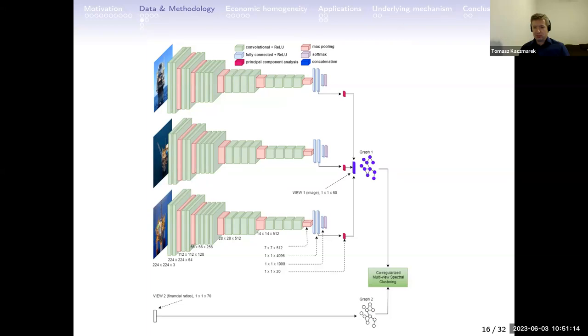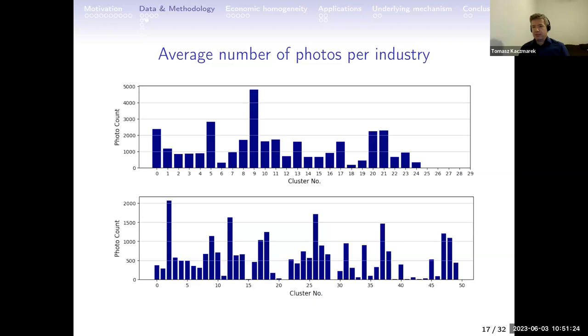We take an approach where we have two granularities. The first granularity is 25 industries. The second is 50 industries. With the first one, we can see that there's a quite good representation of photos per each cluster. With the second one, it's a little bit worse, but still it is good for the next step, when we in fact use these clusters as classes and train the convolutional neural net based on them.